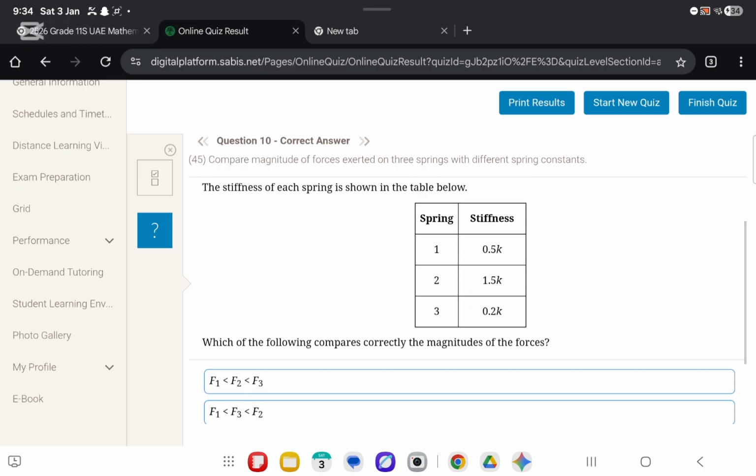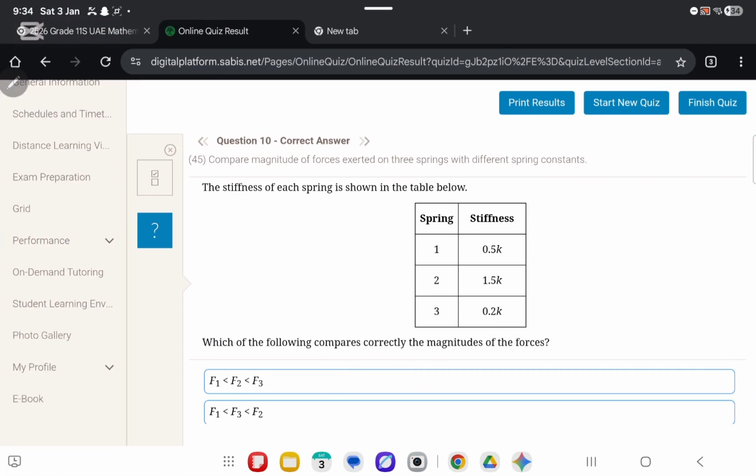Okay, so for this one, we're going to use Hooke's law, which is F equals Kx, if you remember from the other question. This x is the compression here, or the extension, it doesn't matter. If the spring is being pushed in, it's called compression. If it's getting elongated, we call it extension.